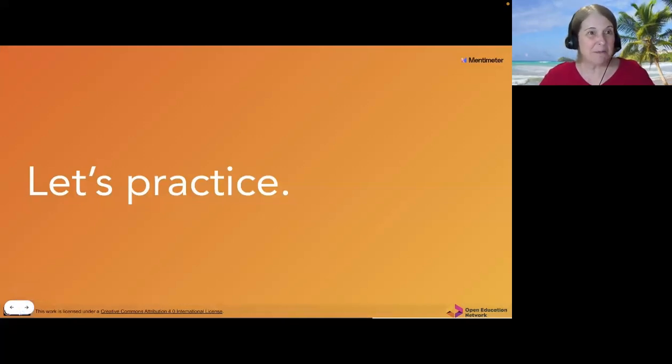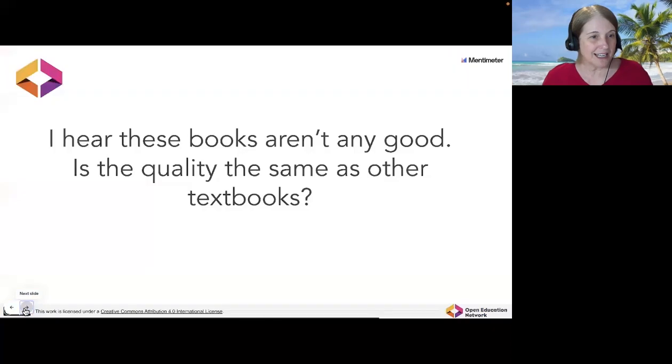And so Meggie and I are going to do some role play here. And she is going to pretend to be an OER leader, and I'm going to pretend to be the faculty member. So we're going to give you an example of a question on the next slide. And I'm going to ask Meggie this question, and she is going to give me her worst possible response.